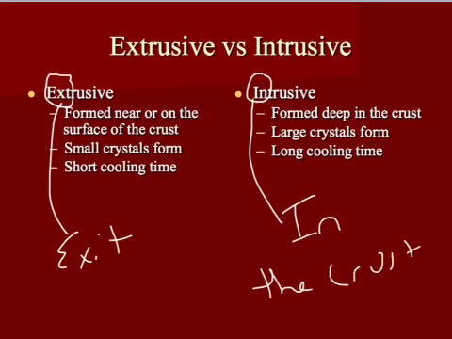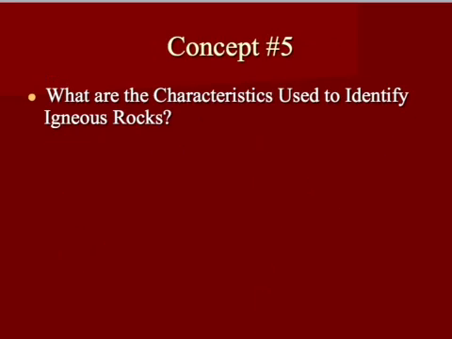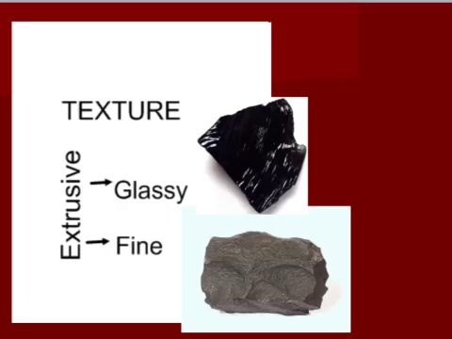Okay, so the last concept is what we can use to identify an igneous rock. For instance, we can use texture to identify them. So an extrusive rock is either going to be glassy or fine. In other instances, it could be vesicular.